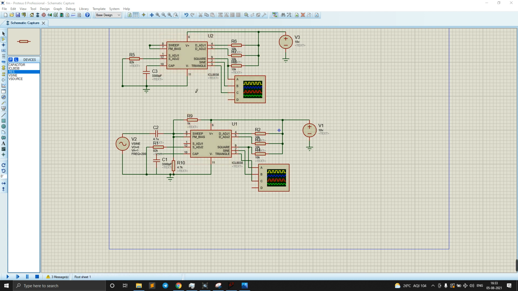And in this one, here you can see the FM bias will not be connected to anything, but this is the actual FM generator circuit. FM means the frequency modulation. So in the output waveform, the frequency has to be changed. That is what the frequency modulation is.